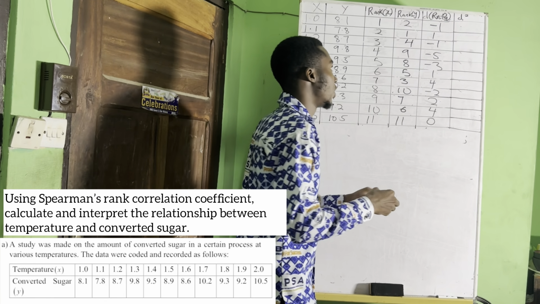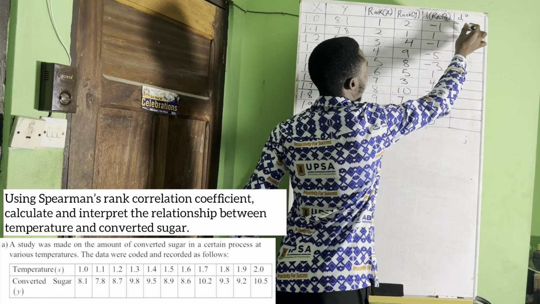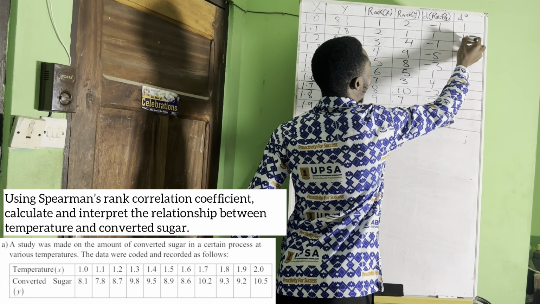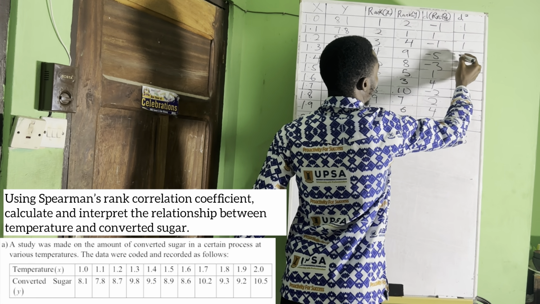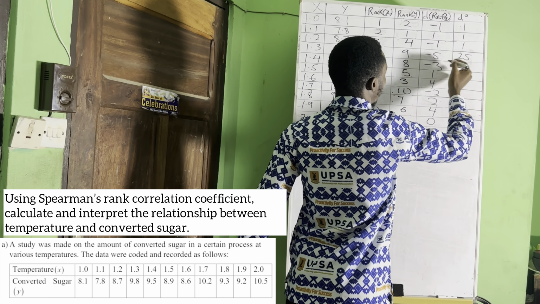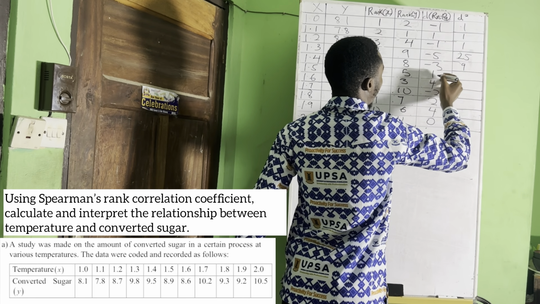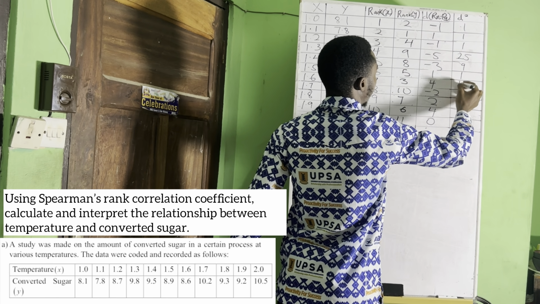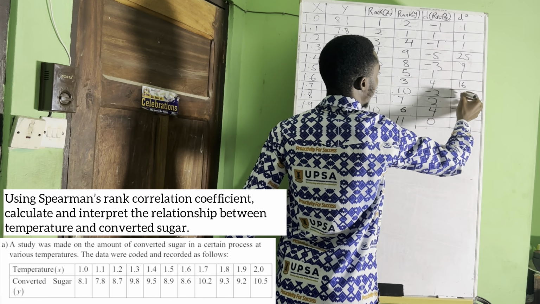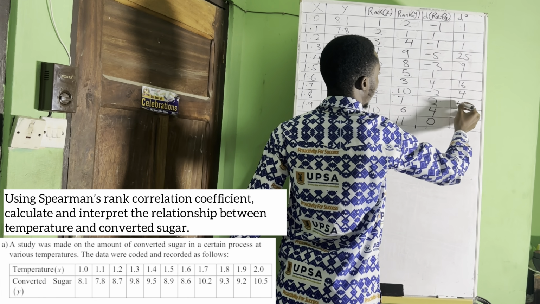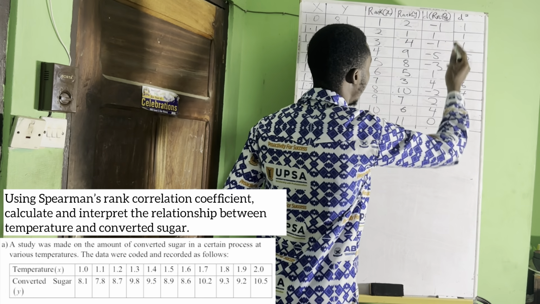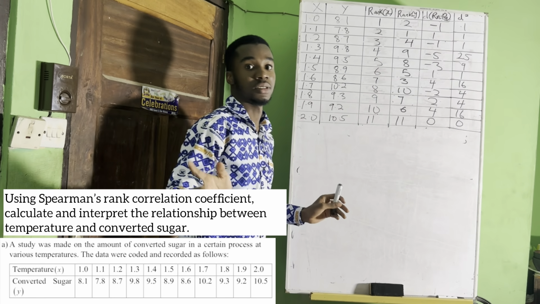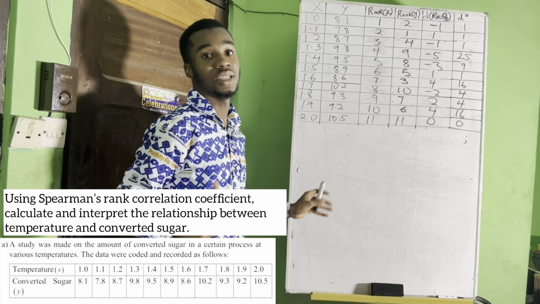So -1, when we square it, you should get +1. 1, when you square it, you should get 1. -1, when we square it, you should get 1. -5, when you square it, you should get 25. -3, when you square it, you should get 9. 1, when you square it, you should get 1. 4, when you square it, you should get 16. -2 squared, you should get 4. 2 squared, 4. 4 squared, 16. 0 squared, 0. So always for the squared values, you take the positive ones. Your D squared shouldn't have any negatives in it.